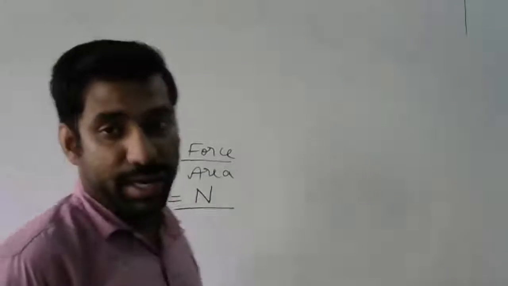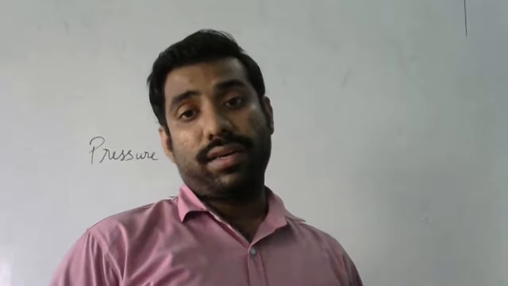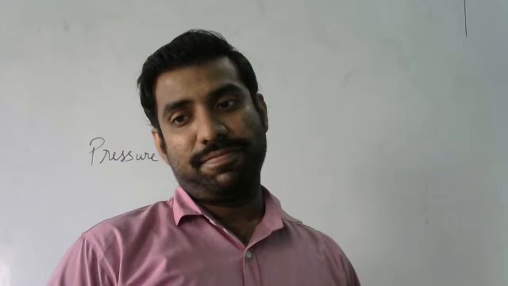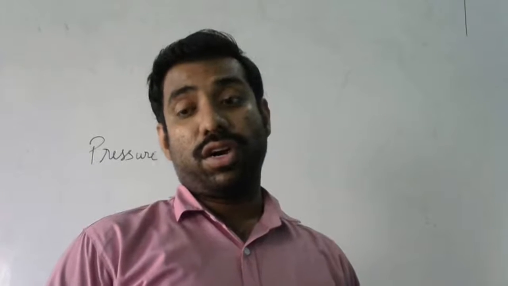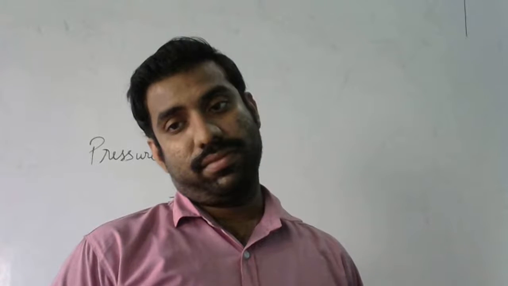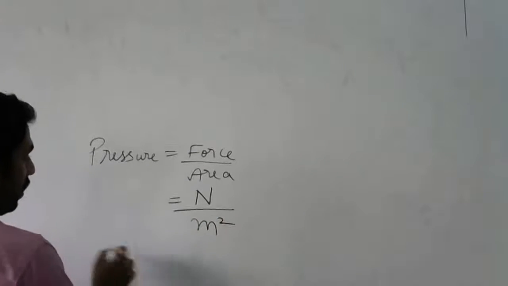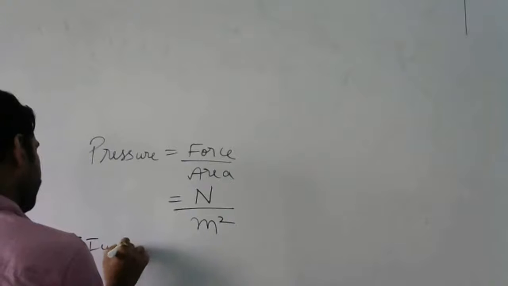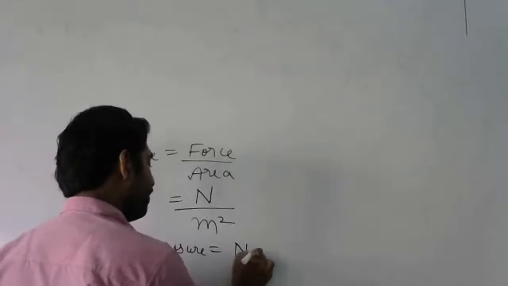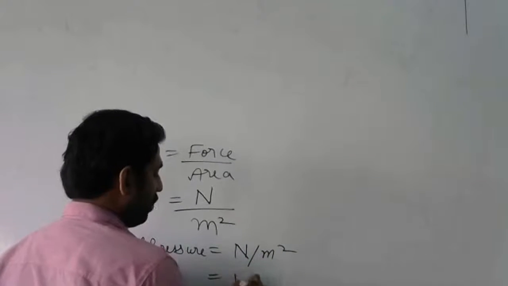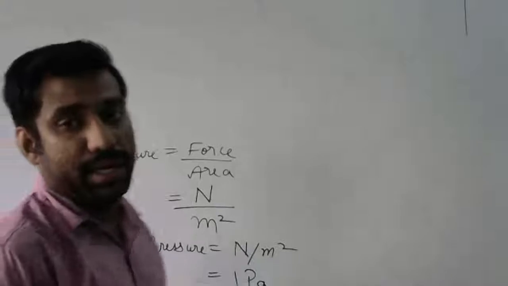What is the SI unit of area? I am asking the SI unit of area. Yes, the SI unit of area is meter square. So the SI unit of pressure is equal to Newton per meter square, or 1 Pascal. That is the SI unit of pressure.